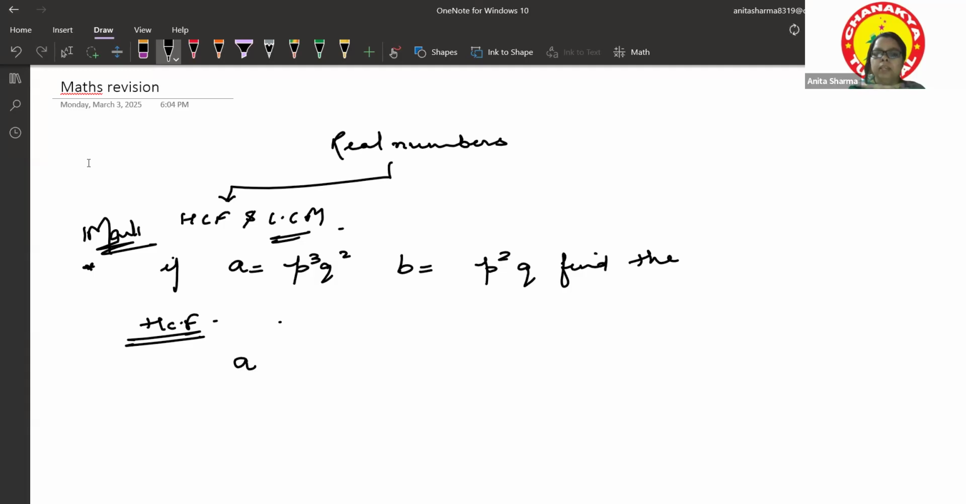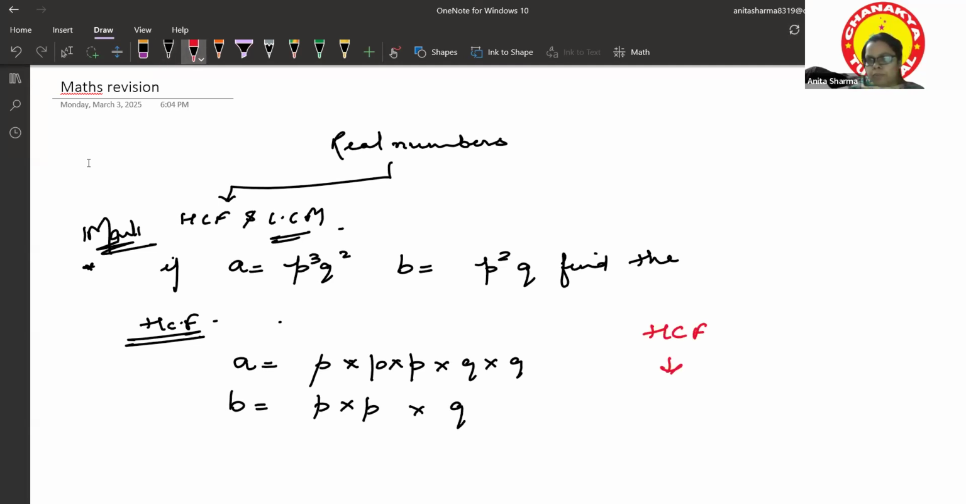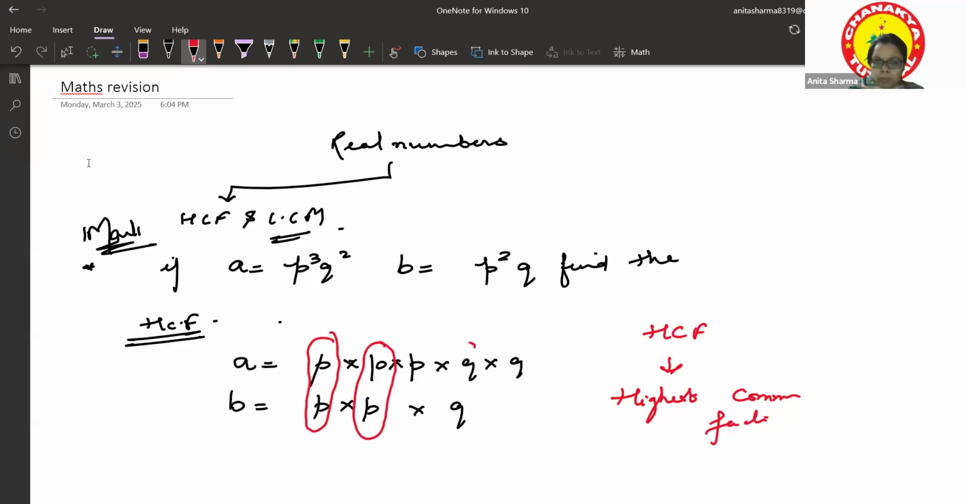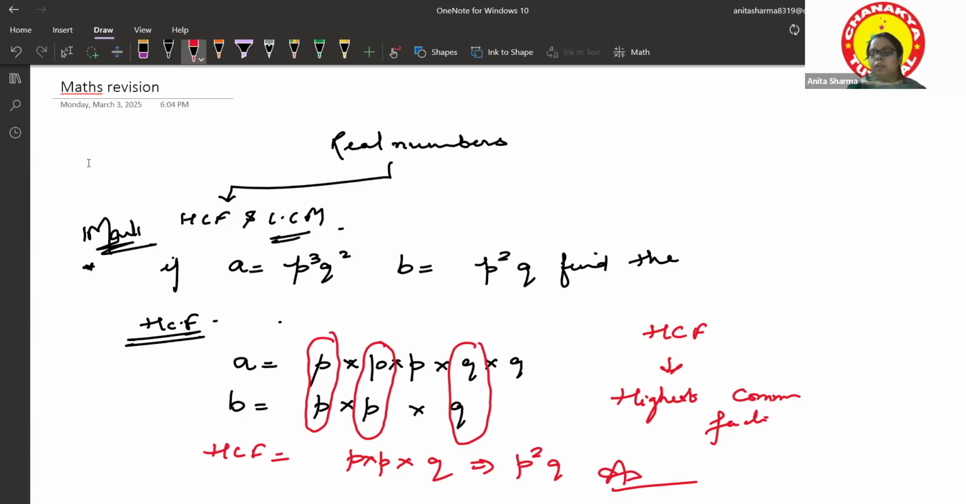So first of all, what you people will do, A is equal to P cube Q square. So you will expand it. P cube you can write P into P into P, into Q, right? In the same way, expand B as P into P and Q. So our next step will be HCF. We know that HCF means highest common factor, right? Highest common factor. So now circle the common factors. P lies in both A and B, another P also lies in both, and Q also lies in both, right? A and B. So our HCF will be P into P into Q. So our answer will be P square Q. This is the answer. Clear, beta?